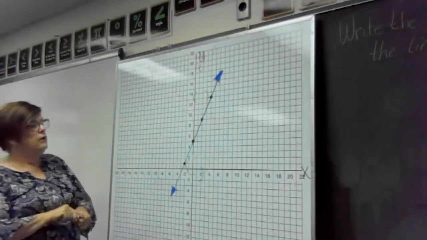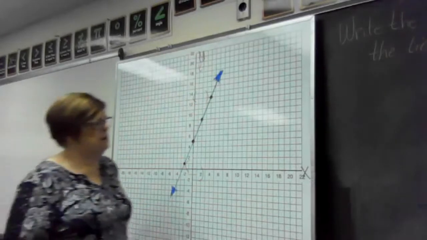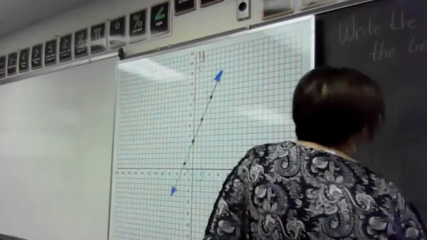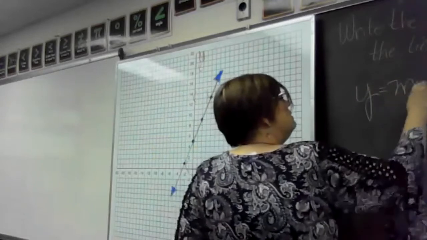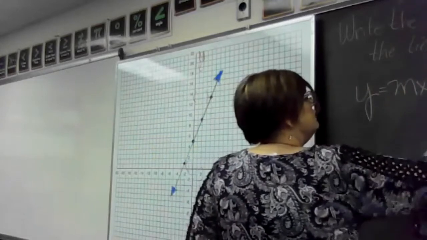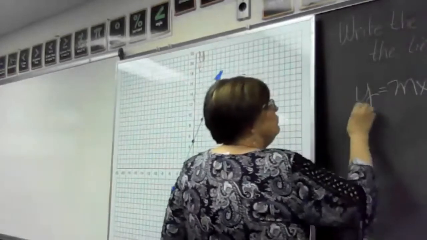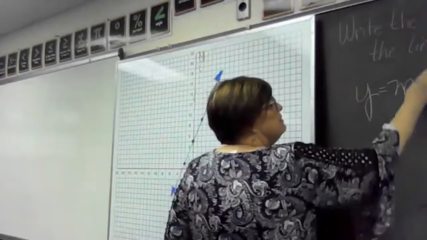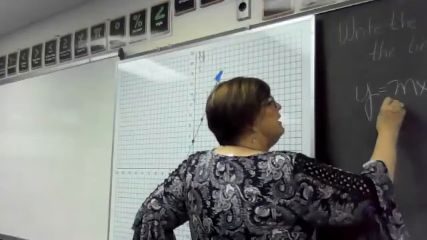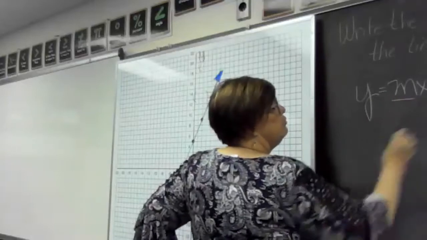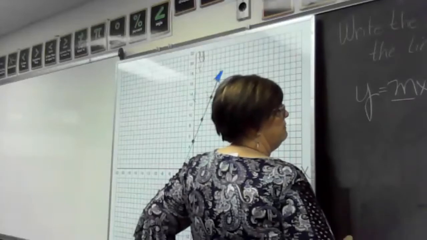Or we found out that we could do it easier by simply finding y equals mx plus b, the slope-intercept form of a line. We know the y is going to stay a letter, the x is going to stay a letter. So all I need to do to write this equation of a line is to find out what the slope is and what the y-intercept is, okay?